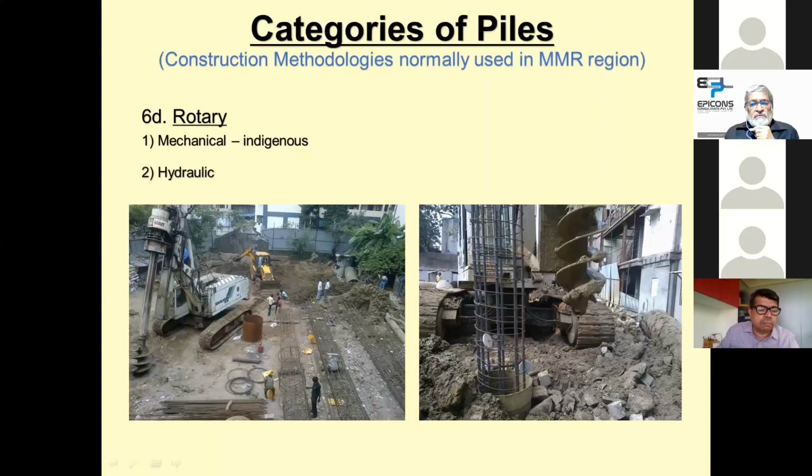And one of the most important methods is using, we can say, bored cast in situ pile using a rotary machine. So it is a mechanical machine, or indigenous machines are not commonly used for regular work, but hydraulic machines are quite popularly used nowadays. After the expressway, the Mumbai-Pune expressway, a lot of hydraulic rotary machines are available in the Mumbai area, MMR region.